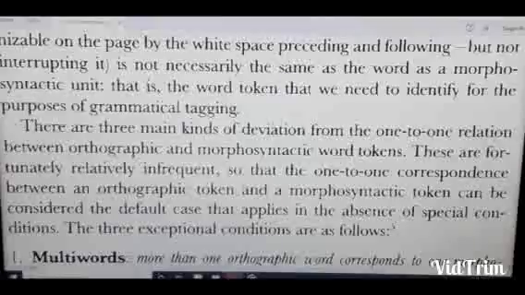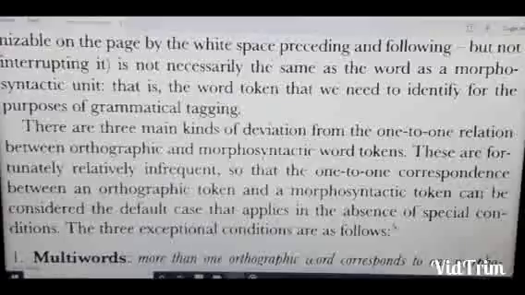These are fortunately relatively infrequent, so that the one-to-one correspondence between an orthographic token and a morphosyntactic token can be considered the default case that applies in the absence of special conditions. The three exceptional conditions are as follows.